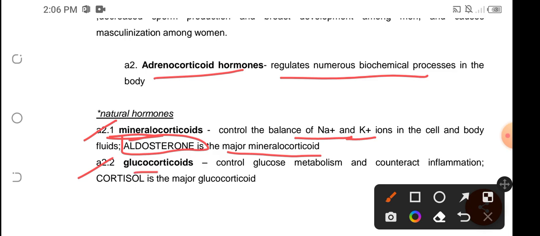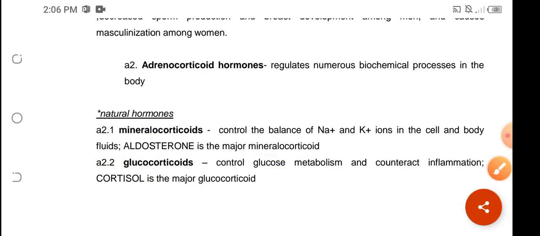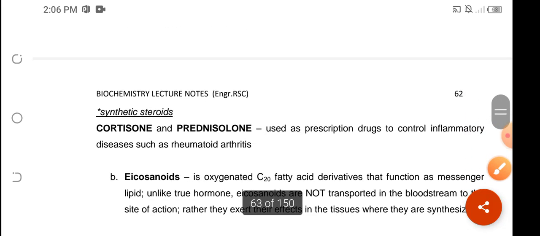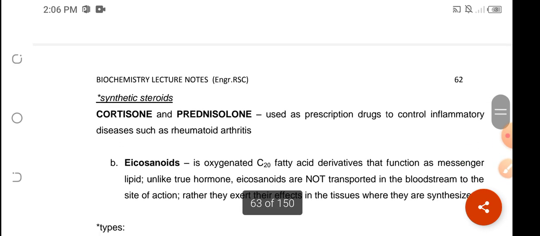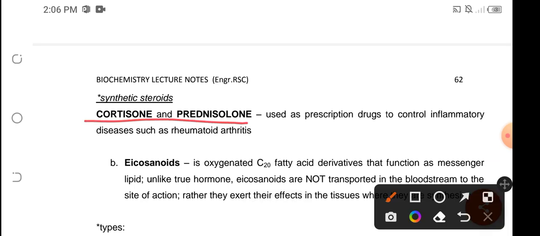Okay, then glucocorticoid, from the word glucose. This controls glucose metabolism and counteracts inflammation, and cortisol is the major glucocorticoid. For the synthetic ones, we have cortisone and prednisolone. These are prescription drugs used to control inflammatory diseases such as rheumatoid arthritis.